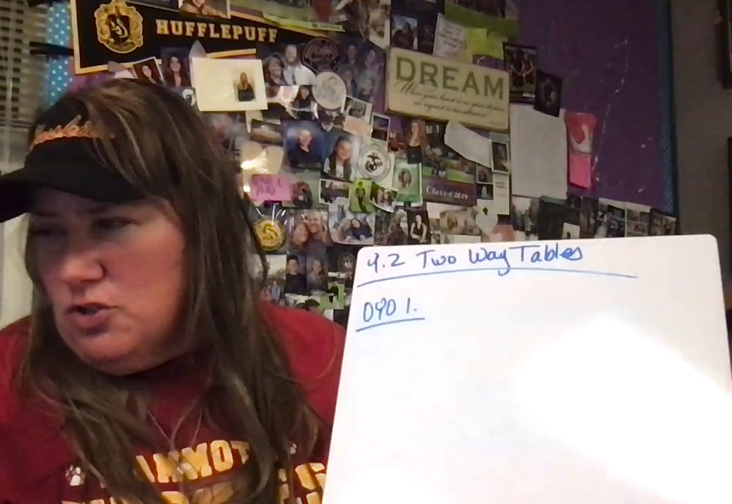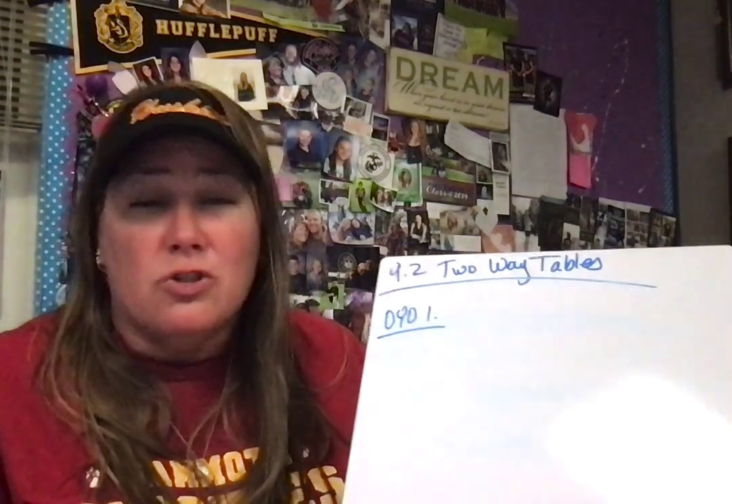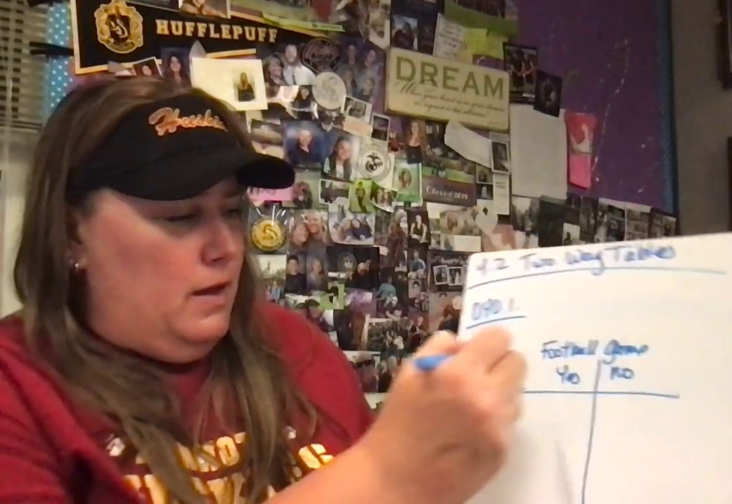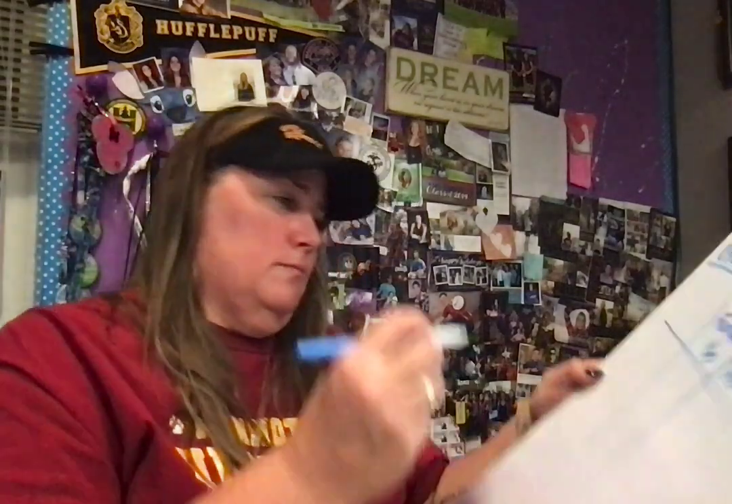Okay, so it says you randomly survey students in a cafeteria about their plans for a football game and a school dance. So you're still organizing students. The two-way table shows your results. Okay, so we want to know, first of all, football game. So basically, are they going to the football game or are they not? And they're doing attend. Oh, I need more room. I'm just going to put yes, they're going. No, they're not. Okay, yes, no. And then, row-wise, they have dance.